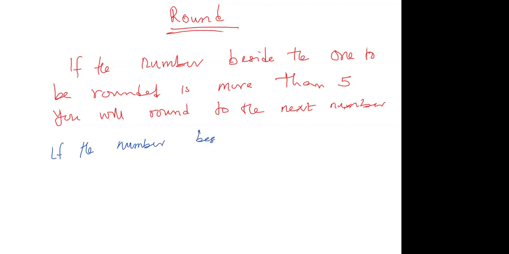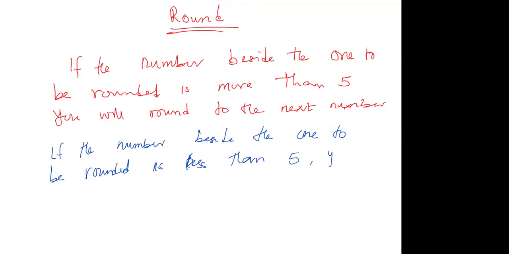If the number beside the one to be rounded is less than five, you will round down. So that's the rule.